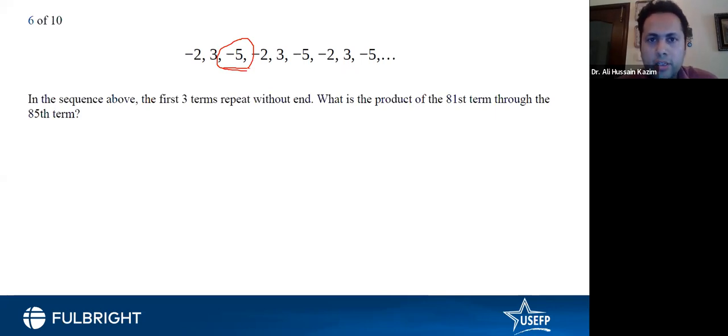Then the 83rd, 84th, and 85th term. So we need to multiply up till this. So 5 minus 5 minus 2 is 10. 10 times 3, 30. 30 times minus 5 is minus 150. Times minus 2 is 300. So the product of the 81st through 85th term is 300.